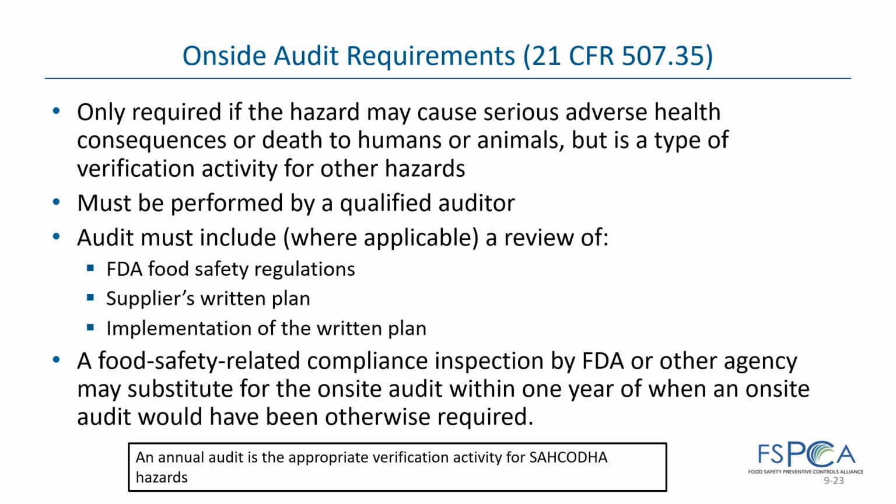When we're thinking about an appropriate verification activity, as I mentioned before, I think auditing is going to be a common thing that should be built in, in addition to some of these other verification activities. However, regulation 507.35 says that an audit is only required if you are dealing with a SECOTA hazard. Those are serious adverse health consequences or deaths to humans or animals. Okay, so these are the very extreme hazards that are very high risk situations. So if you're dealing with a SECOTA hazard, an audit is a required verification activity.